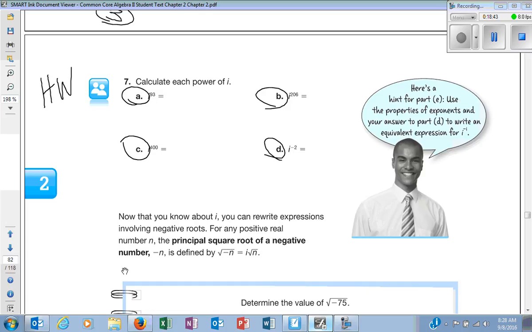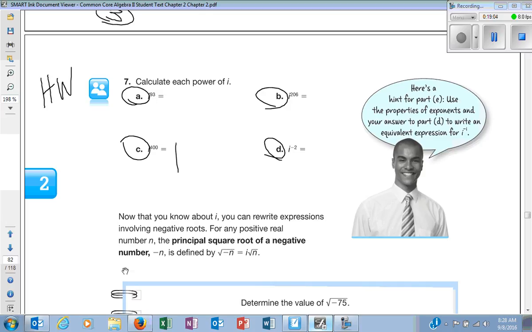Okay. So we could do a problem together real quick. What one do you know 4 is going to go into? B. How about C? Oh, there. It's 400, right? Does 4 go into that? So what do I know this is going to be? 1. Okay, I did one problem for you for homework. You're welcome.